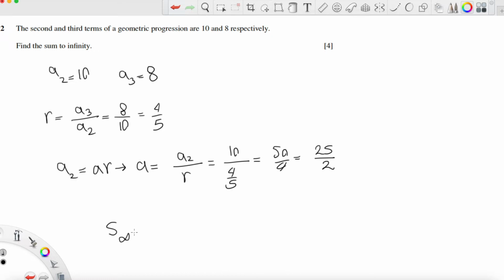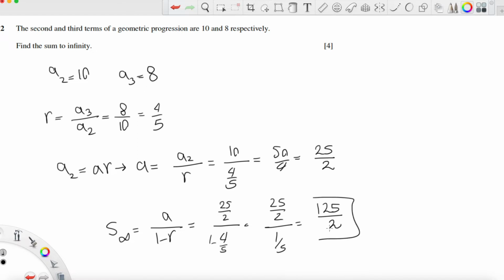Now the formula for the sum to infinity. We know that this progression is convergent because r is between 1 and -1, so the magnitude is less than 1. So it can be written as a over 1 minus r. a is 25 over 2, which we found here, over 1 minus 4 over 5, which is 25 over 2 over 1 over 5, which is equal to 125 over 2. This is the sum to infinity for this progression.